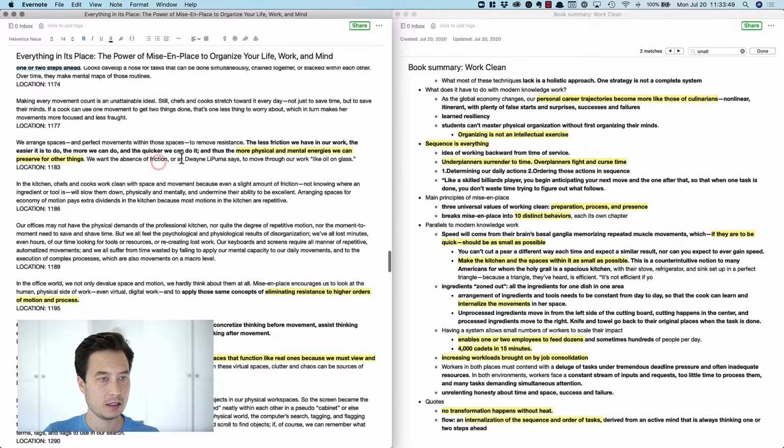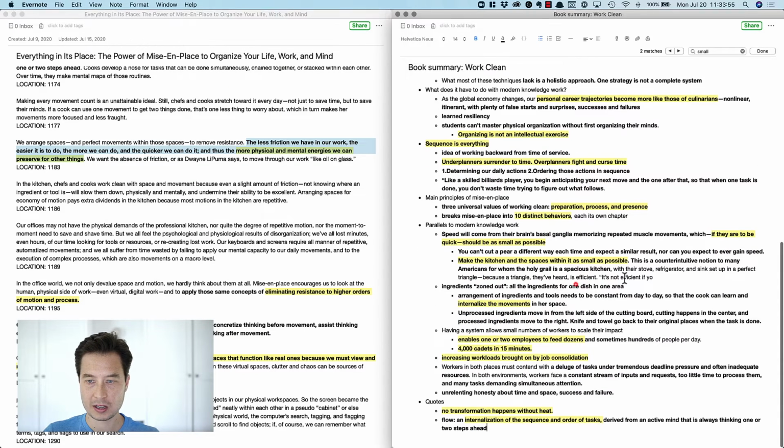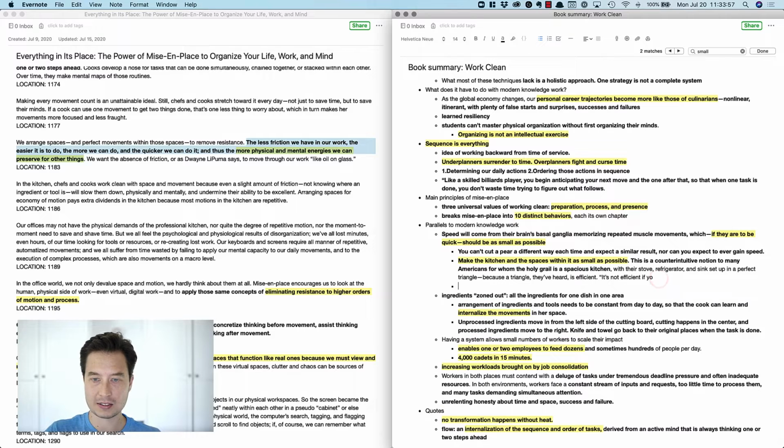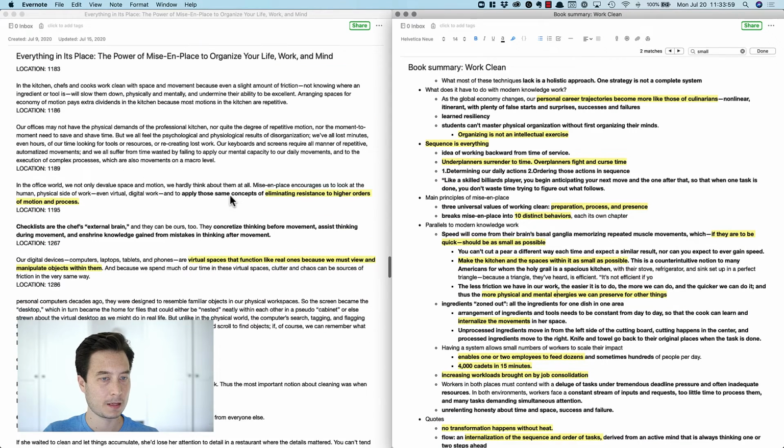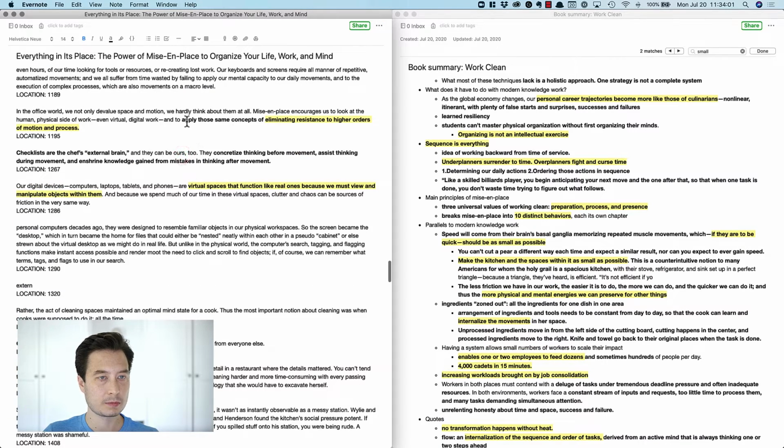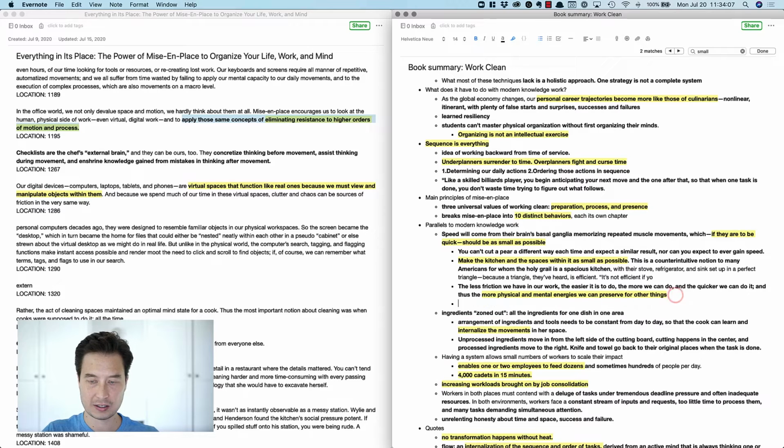Let's see. The less friction. Okay, so what did we say about friction? I think this section about speed is going to be the best for that. Eliminating resistance to higher orders of motion and process. Very cool. Same place.